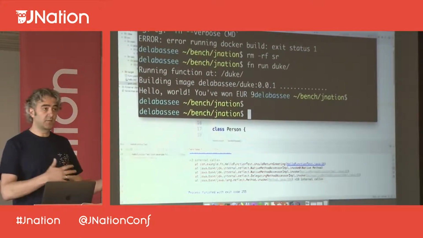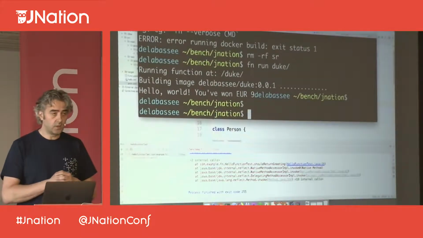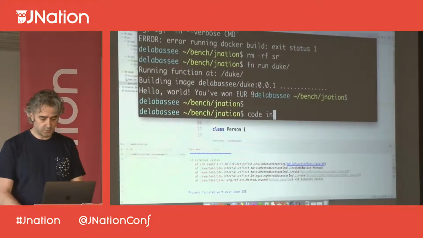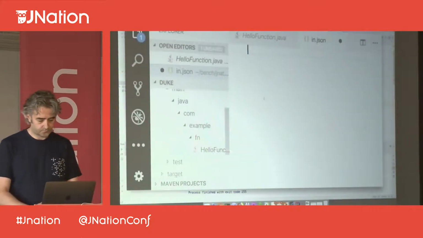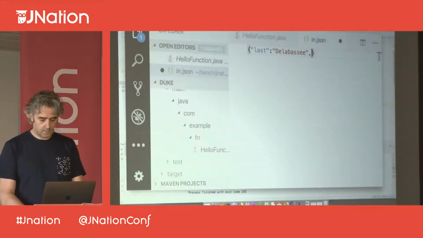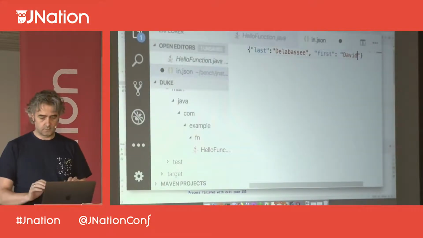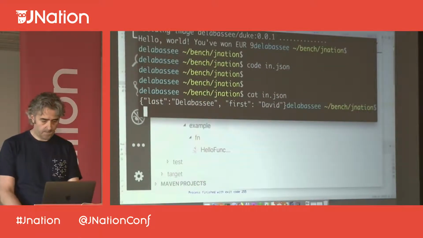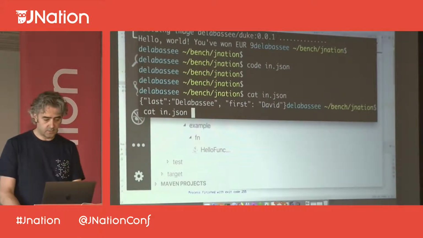So given that I've said that my function will get a person object, a Java object, I need to basically pass that to my function. I will do that using JSON. So I need to create that payload through a JSON object. So I said that a person has a last name and a person has a first name, right? So David. Okay, so this is the payload that I will pass to my function.